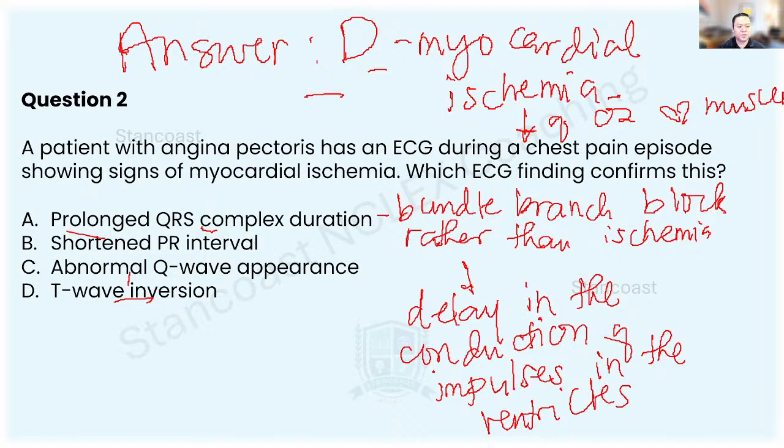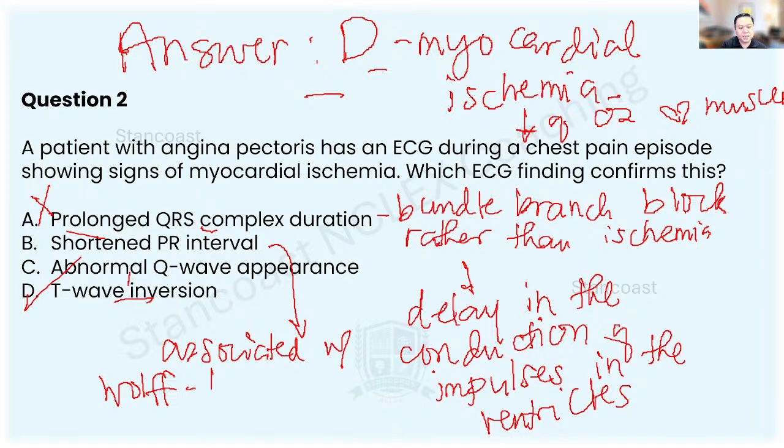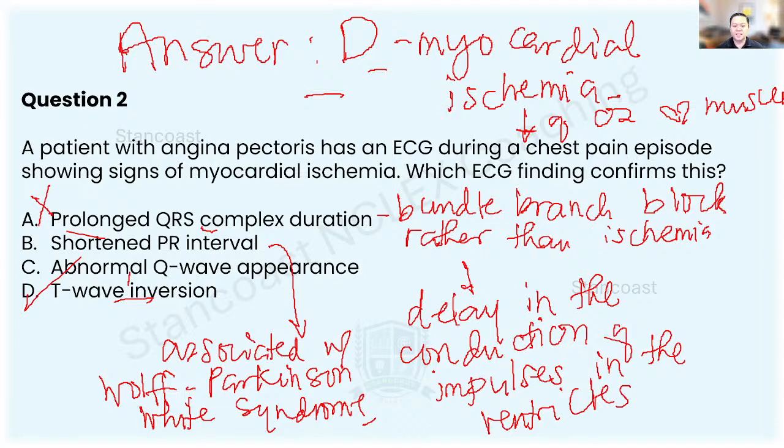Now, let's talk about the shortened PR interval. What does that mean? Well, letter B. Okay, so we are marking this wrong. This one is correct. So letter B, shortened PR interval, simply means that there is a junctional rhythm or maybe a pre-excitation syndrome. And this is going to be associated with a condition like Wolff-Parkinson-White syndrome, which is quite a rare occurrence. It's not myocardial ischemia, guys.